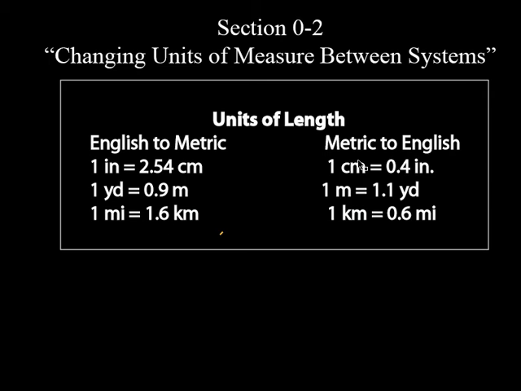All right, and you can see the rest. These are just inverses, basically. If I took the inverse of this, it would be 0.4, the inverse of this would be 1.1, and the inverse of this would be 0.6. It just goes the other way, metric to English system. All right, enough of that. Let's do an example.